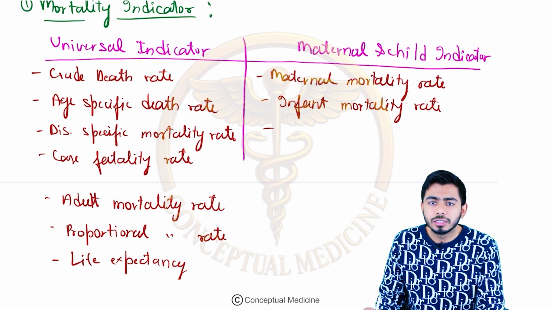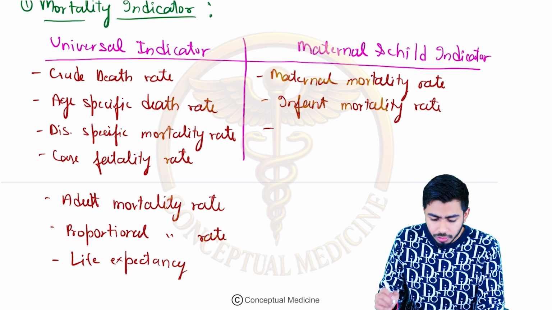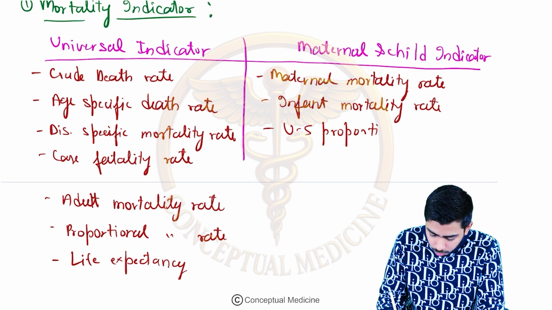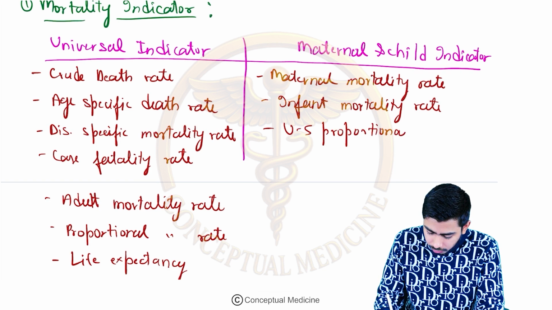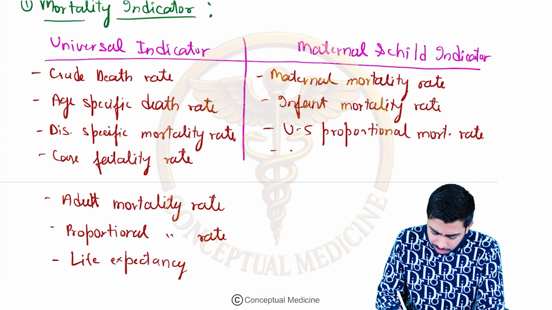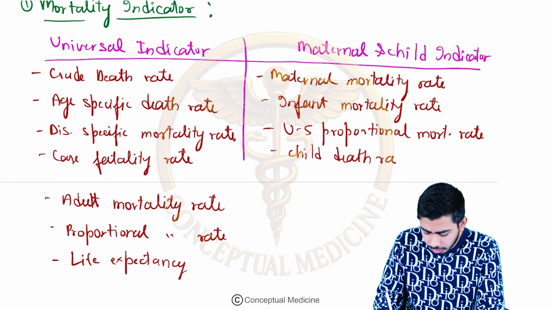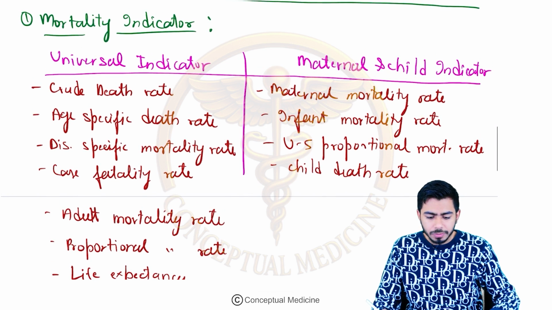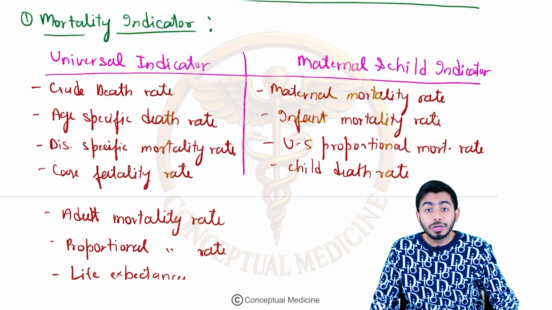Then what else? Under 5 mortality rate, for the children who are under 5. So under 5 mortality rate is also included. Under 5 proportional mortality rate. Proportional. So U is the sign for under. Under 5 proportional mortality rate. Okay. So these kinds of rates come under this, right? Then you can add child death rate, child mortality rate or child death rate, accordingly. So all these indicators come under which category? That is the mortality indicators, right?